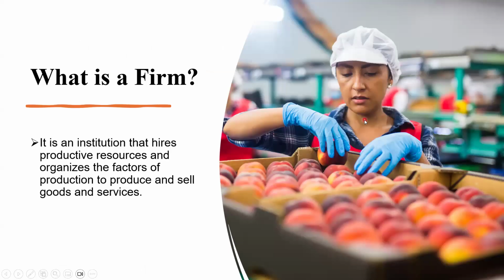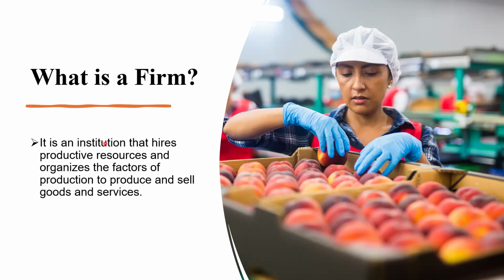And then what is a firm? So a firm is an institution that hires productive resources and organizes the factors of production to produce and sell goods and services. Right. So maybe you don't know, but a firm is an institution that hires. But what does this institution do? It hires productive resources and organizes the factors of production.